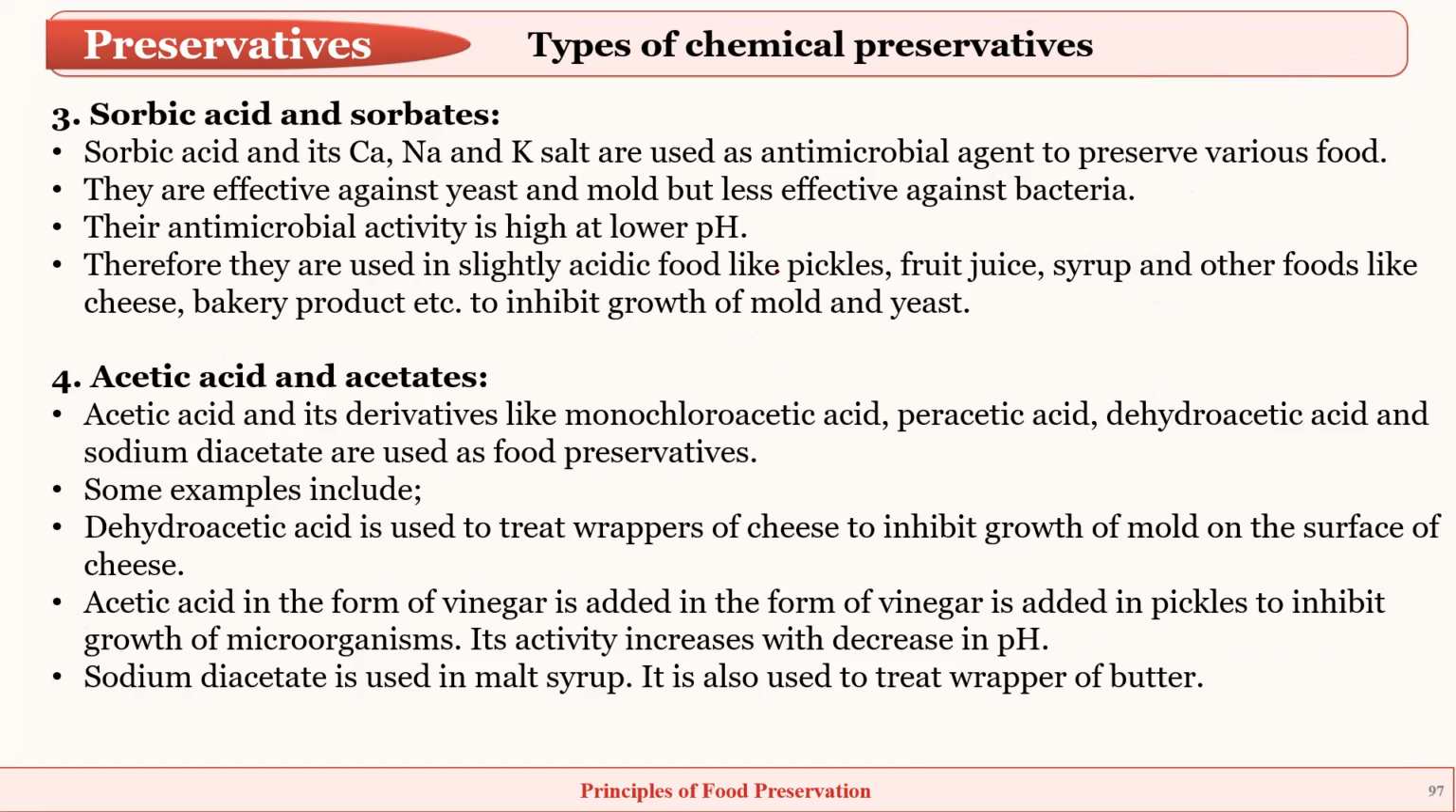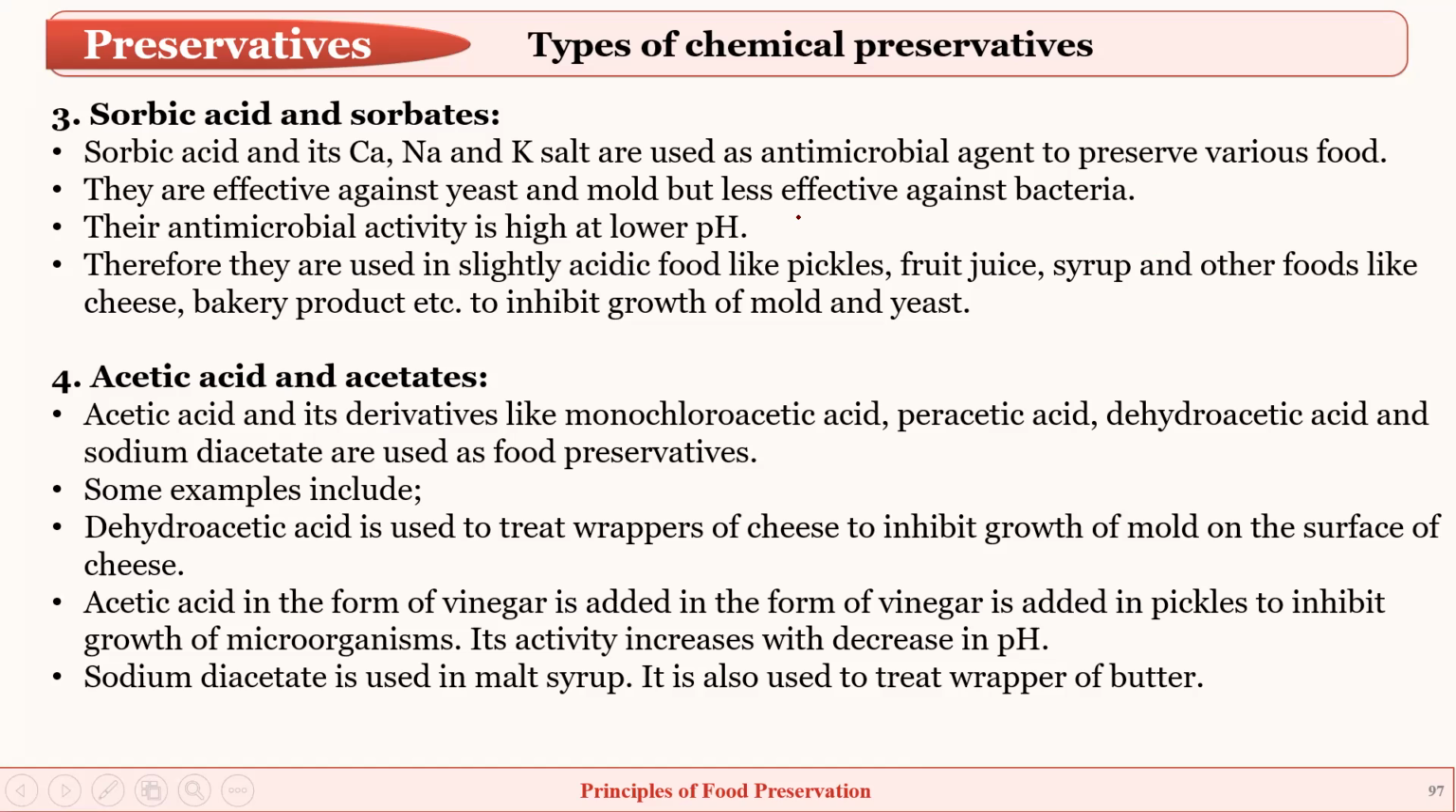Sorbic acid and sorbates are another category which is very commonly used in food preservation. For example, sorbic acid and its salts in the form of calcium sorbate, sodium sorbate, or potassium sorbate are used as an antimicrobial agent to preserve a variety of food. Basically, again, the sorbic acid and sorbates are effective against yeast and mold, but they are much less effective against bacteria. Their antimicrobial activity is high at a lower pH. Therefore, if your food is acidic in nature, they will work excellently.